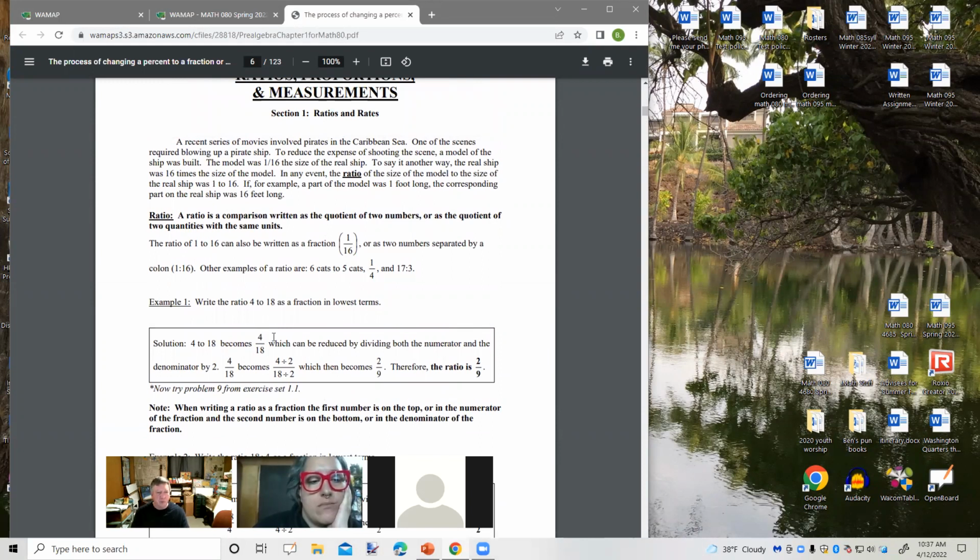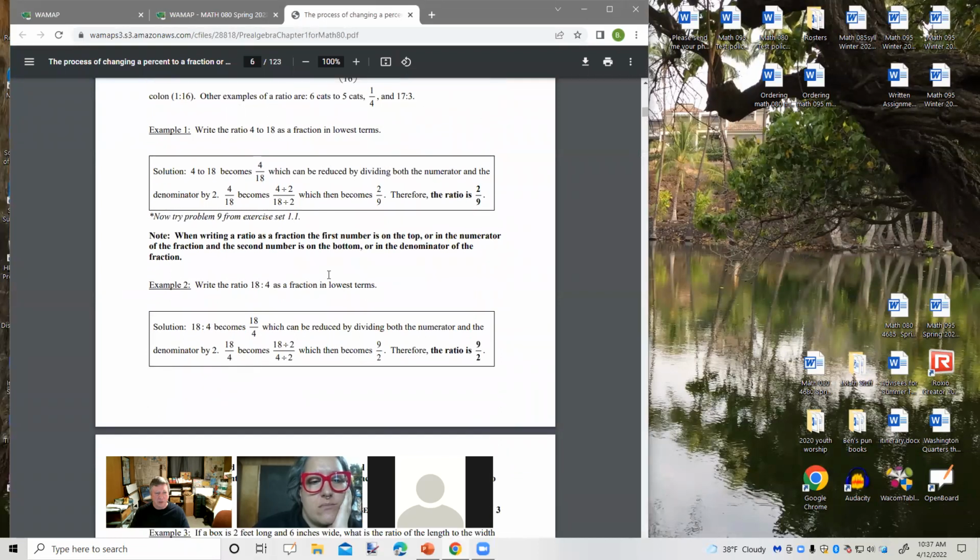It says a ratio is a comparison written as the quotient of two numbers, or as the quotient of two quantities with the same units. It says the ratio of 1 to 16 can also be written as the fraction 1/16. Okay, now there are other ways of writing it using a colon and all kinds of things, but we're just going to stick with the word "to."